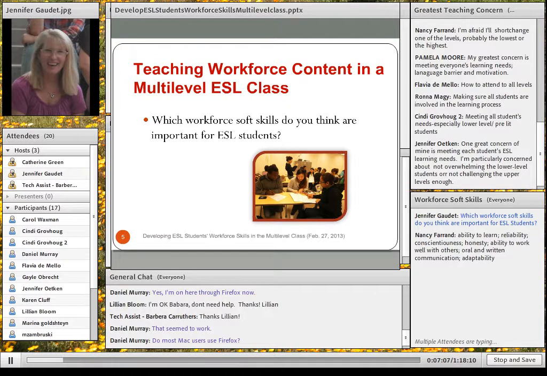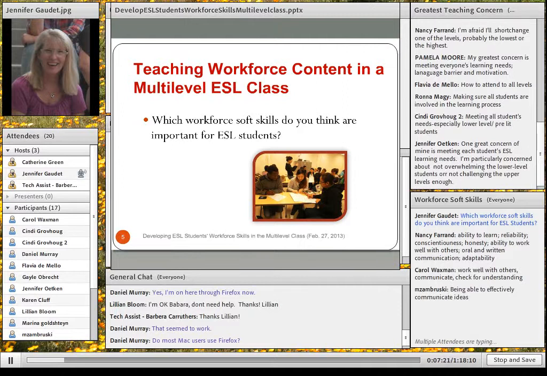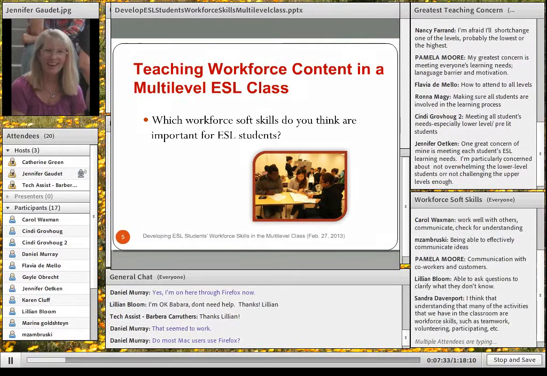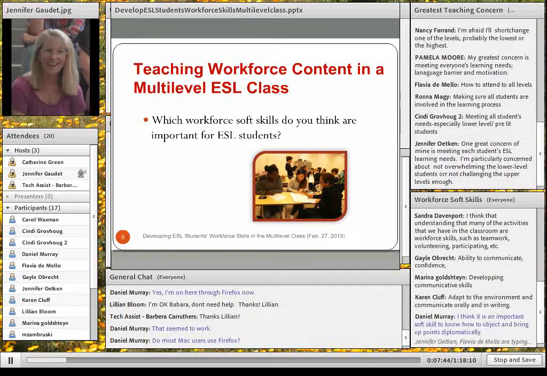Ability to learn, reliability, conscientiousness, honesty, ability to work well with others, oral and written communication, adaptability. Wow, Nancy, okay. Work well with others, communicate, check for understanding. That's interesting. Being able to effectively communicate ideas. And I think that's hard even among English speakers, isn't it? Communication with coworkers, able to ask questions to clarify.